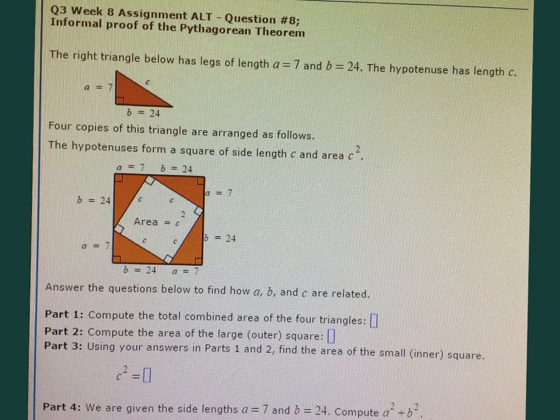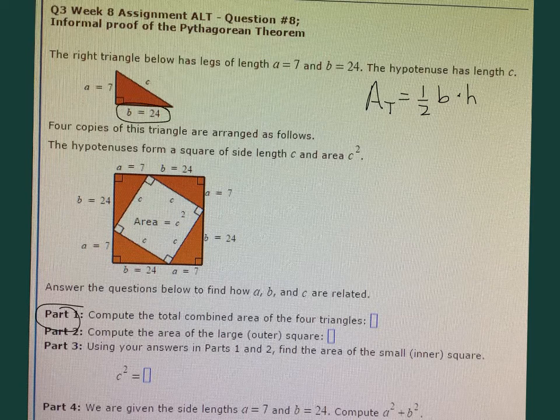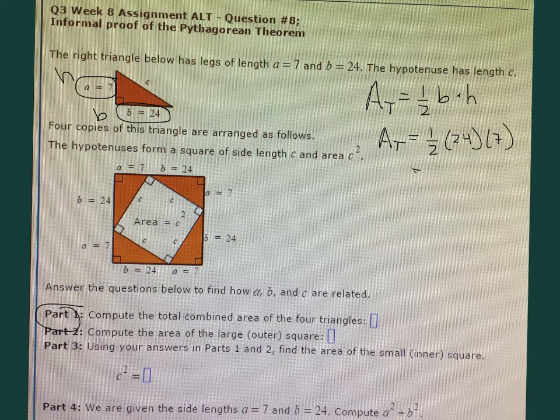One of the things that we want to keep in mind is that for part 1, where it says compute the total combined area of the 4 triangles, you want to remember that the area of a triangle is equal to 1/2 the base times the height. Notice my base is right here, my height is right here. So here's height, here's base. Luckily the B's match up there. So the area of the triangle is 1/2 the base of 24 times the height of 7, which equals, well, 24 divided by 2 is 12 times 7, and 12 times 7 is 84.